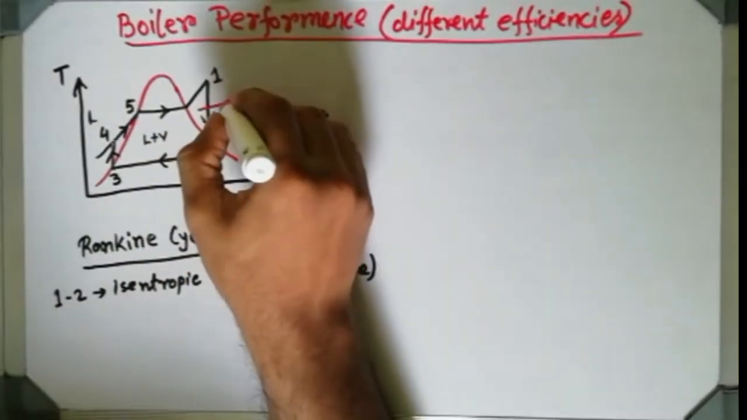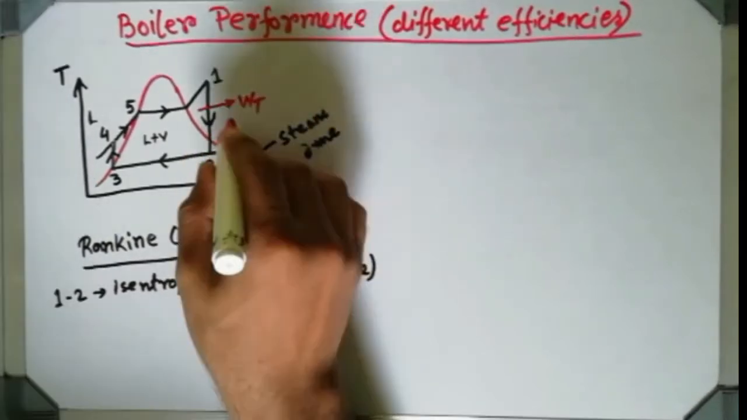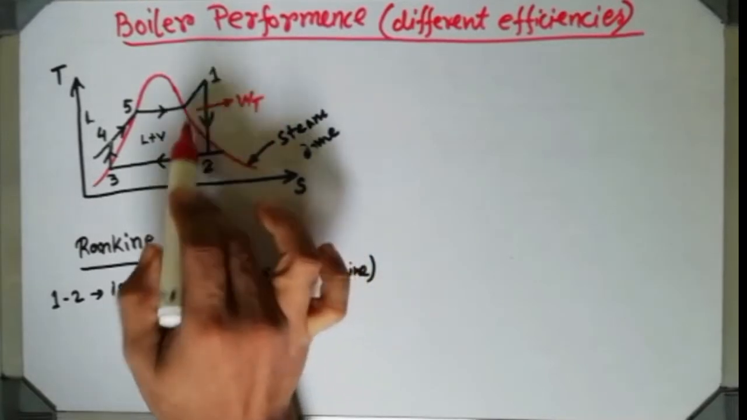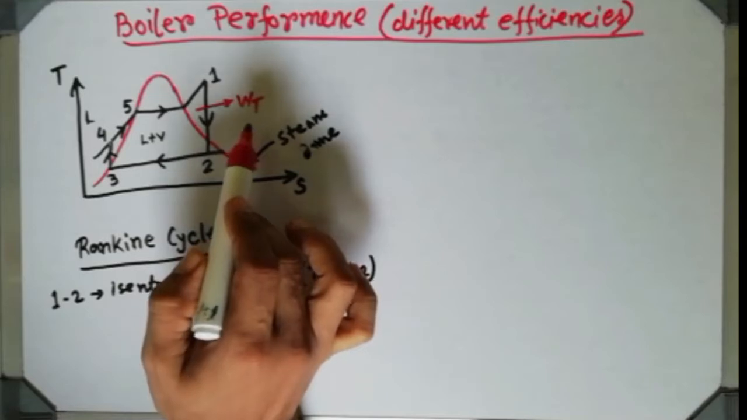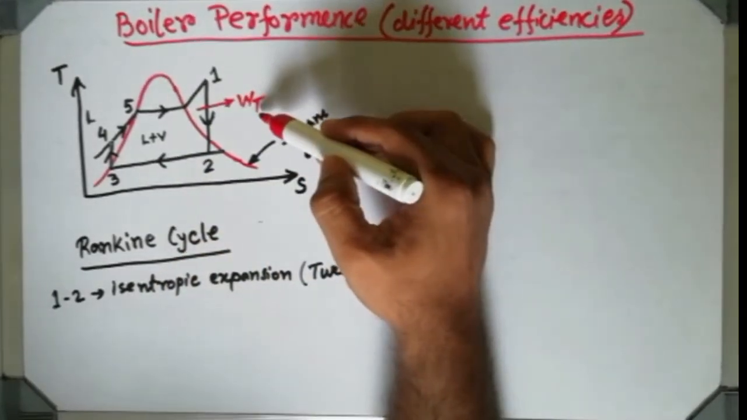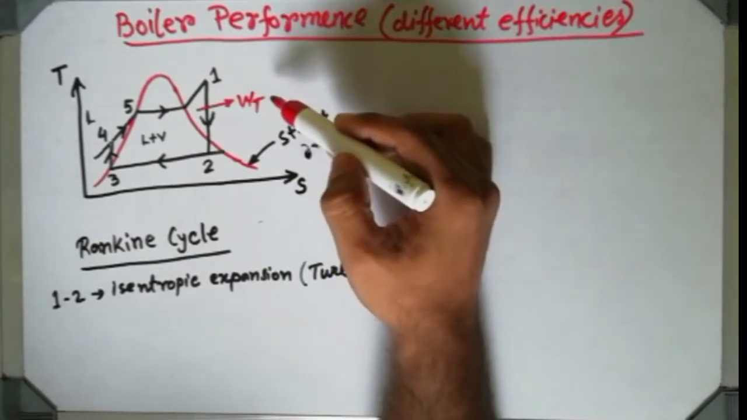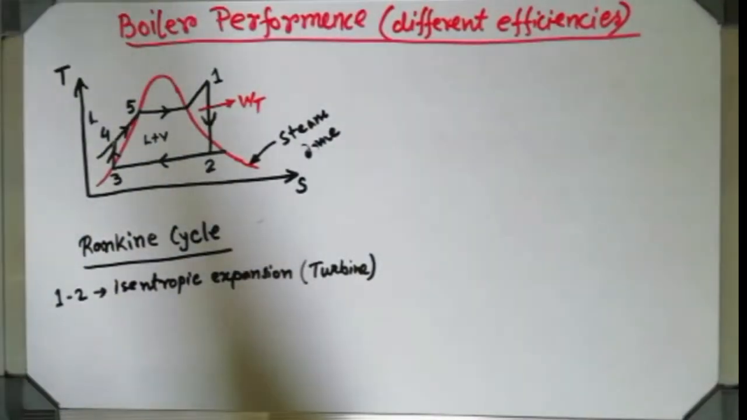So I can put an arrow like this, an outward arrow, so that outward arrow is representing some work is coming out during this process of 1 to 2. Work is produced, and that's why it is symbolized by W subscript T. T stands for turbine. So WT stands for turbine work. Okay. Then coming to process number 2 to 3.